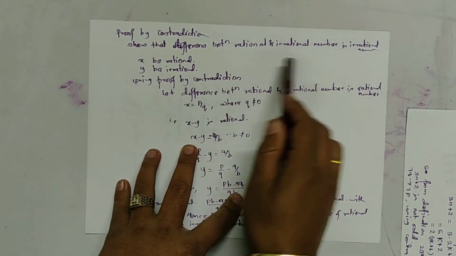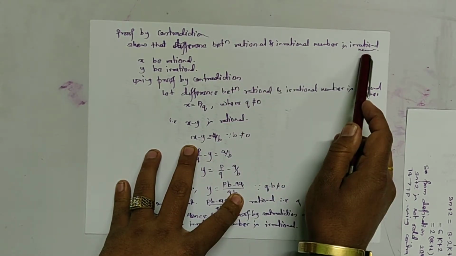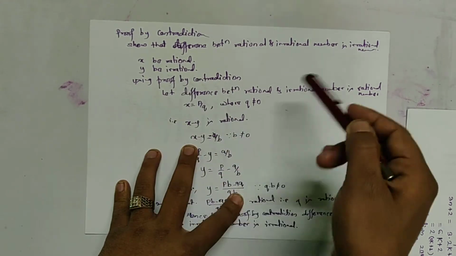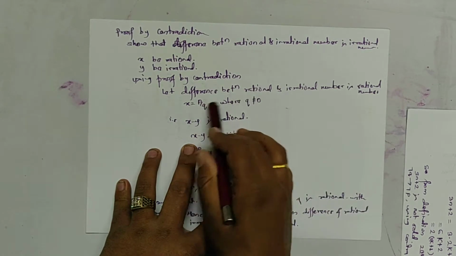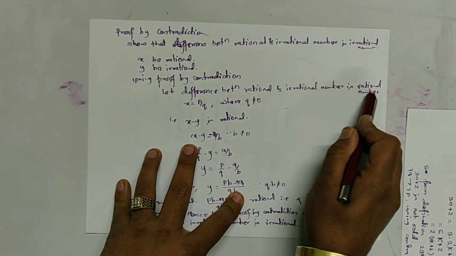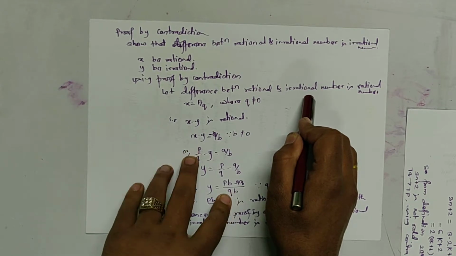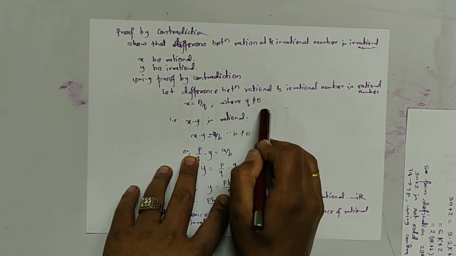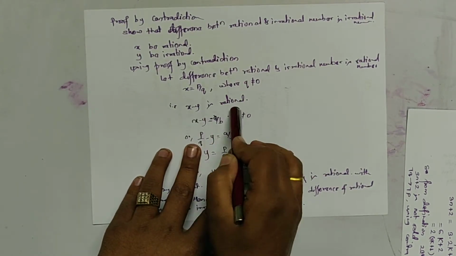So here the statement is that the sum of a rational and an irrational number is irrational. We negate the conclusion, that is, the sum is not an irrational number, so it is a rational number. This is the negation of the conclusion. A rational number is in the form of p by q, where q is not equal to 0. So x plus y is a rational number. Yes, this is our new conclusion.